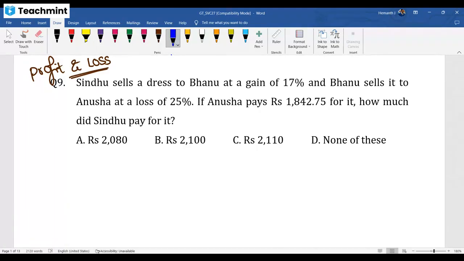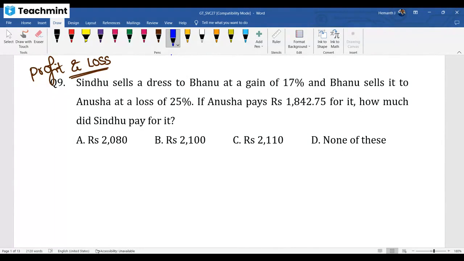Sindhu sells a dress to Banu at a gain of 17%. Banu sells it to Anusha at a loss of 25%. If Anusha pays 1842.75, how much did Sindhu pay for it?